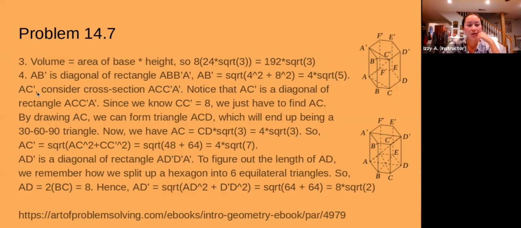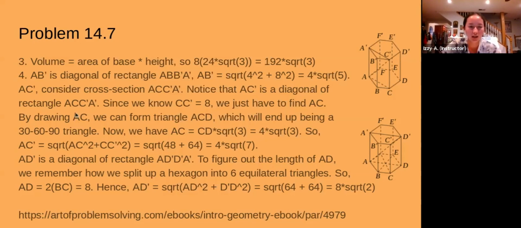And for AC', you would consider the cross section ACC'A'. Notice that AC' is a diagonal of rectangle ACC'A'. Okay, I'm just going to stop saying apostrophe. I think there is a term to say AC', but it's too much. Okay, ACC'A'. Since we know that CC' is equal to 8, we just have to find AC.